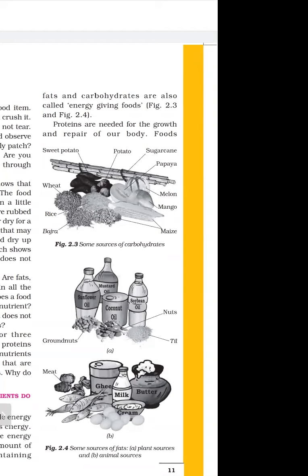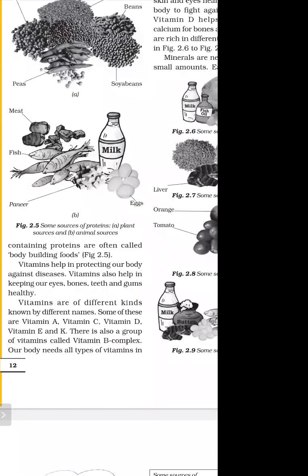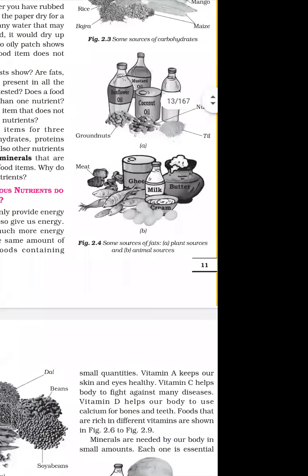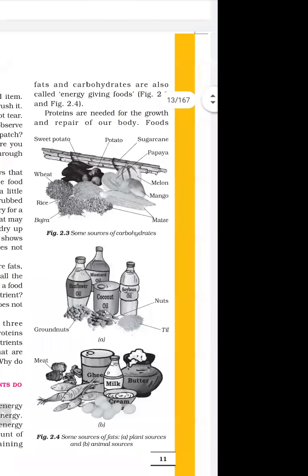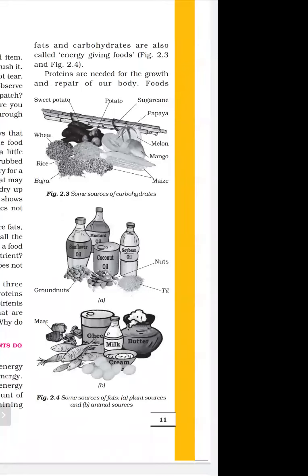Proteins are needed for the growth. As we know, a small child requires more growth as compared to an adult. So a child requires more protein as compared to an adult. For the growth of any body, protein is a must. And for the repairing of the body, protein is a must.